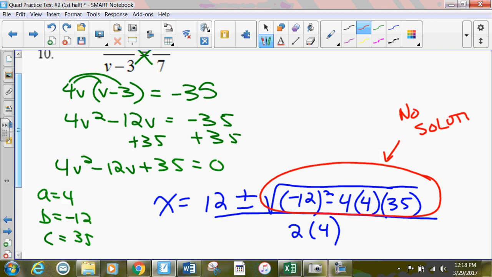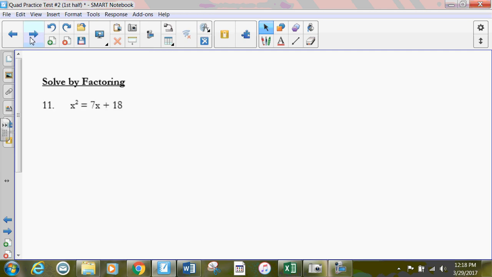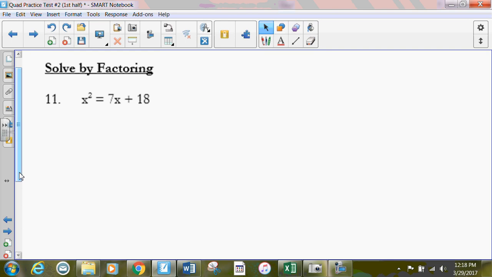And this just means that our parabola, or the graph of our quadratic, is not touching or passing through the x-axis. Remember we talked about the floor, the x-axis being 0. So it just doesn't have any zeros. All right, you just write no solution. And we're into our last section, solve by factoring, which we already did some solving by factoring, didn't we?